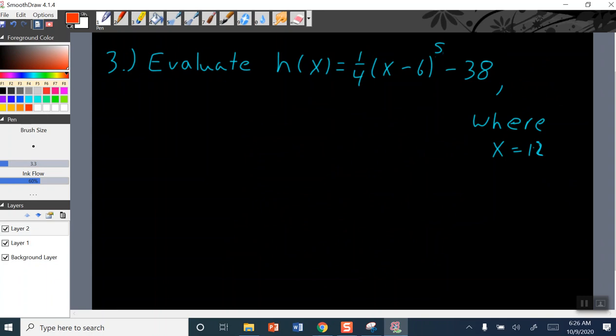Okay, so let's take a look at example 3. Now here we want to evaluate h of x equals 1/4 x minus 6 to the 5th power minus 38, where we know x, and I'm going to use this word again, is, where x is 12. Alright, so what's this going to look like when we plug it in? Well, let's move it over here. So we can say h of parentheses is equal to 1/4 parentheses x minus 6 to the 5th power minus 38. And from here, we know that our x value is going to be 12.